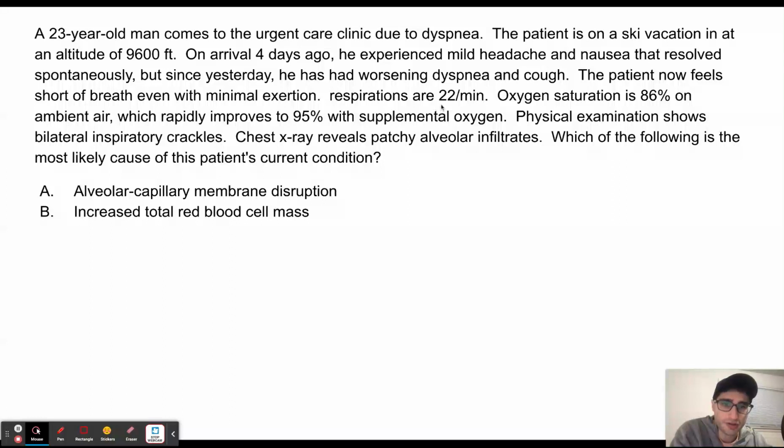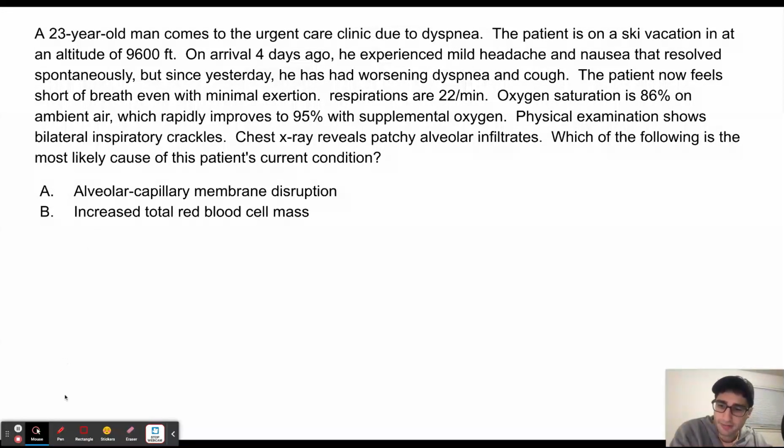Respirations are 22, oxygen saturation is 86%, which rapidly improves to 95% with supplemental oxygen. Physical exam shows bilateral inspiratory crackles. Chest X-ray reveals patchy alveolar infiltrates. Which of the following is the most likely cause of this patient's current condition?